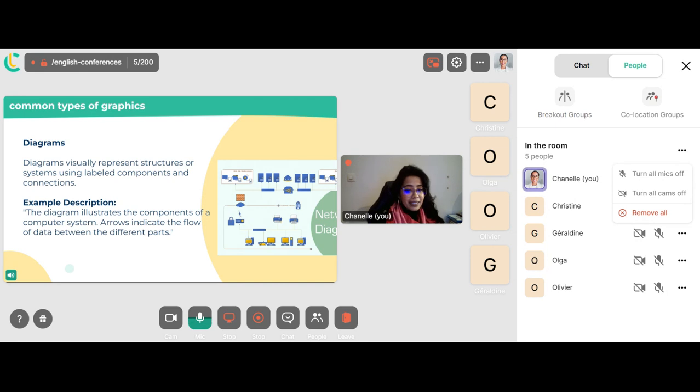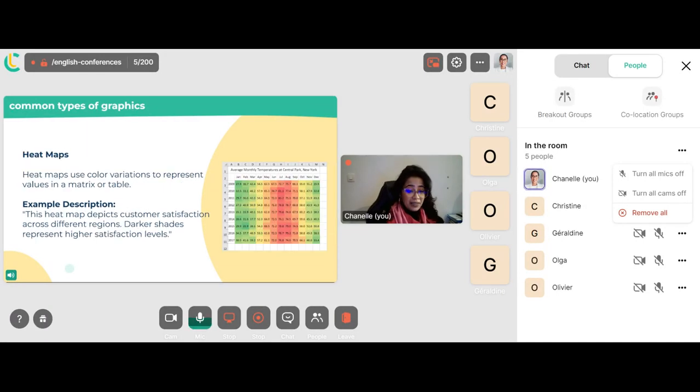Diagrams. Diagrams visually represent structures or systems using labeled components and connections. If we were to give an example description, we'd say this diagram illustrates the components of a computer system. Arrows indicate the flow of data between the different parts.